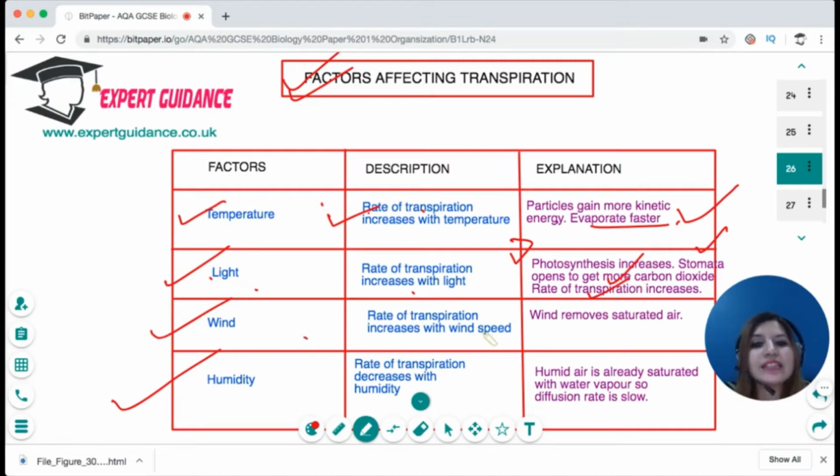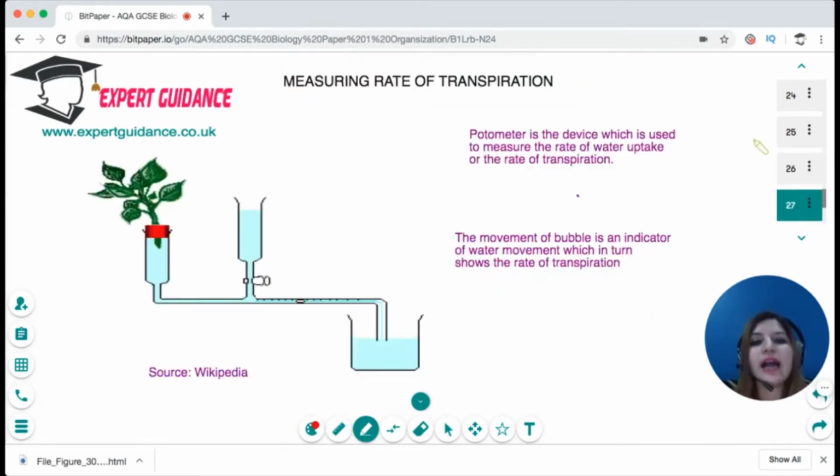Wind: as the wind speed increases, it moves away all the saturated air, increasing the concentration gradient of the water vapor, increasing the rate of transpiration. Humidity: the rate of transpiration decreases with humidity. Why? Because humidity makes the air saturated with water vapor, decreasing the concentration gradient, so the diffusion rate of water will slow down.